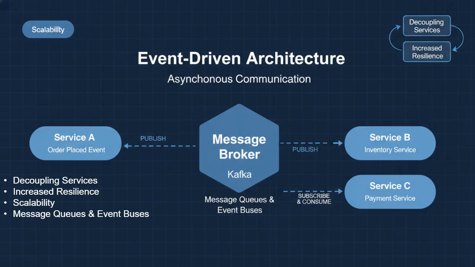For example, an order-placed event can trigger multiple downstream services like inventory update, payment processing, and shipping notification concurrently and independently without any direct dependencies, making the system more robust.